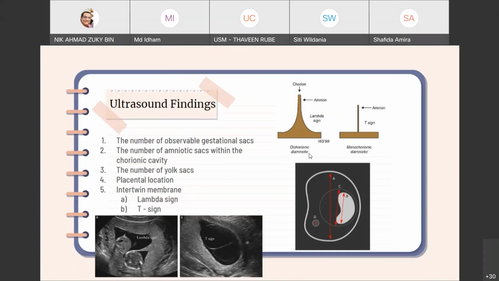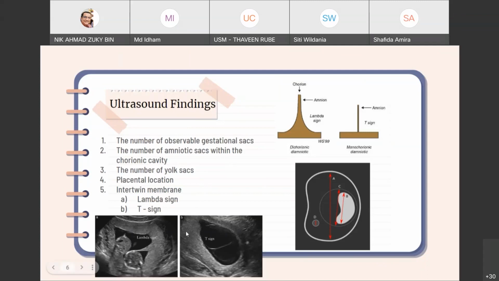If it is dichorionic diamniotic, we can see a lambda sign in the membrane. In the picture here, this is the lambda sign, so this indicates dichorionic diamniotic. If monochorionic diamniotic, we cannot appreciate the lambda sign. We can only see the T sign. So this is the T sign.